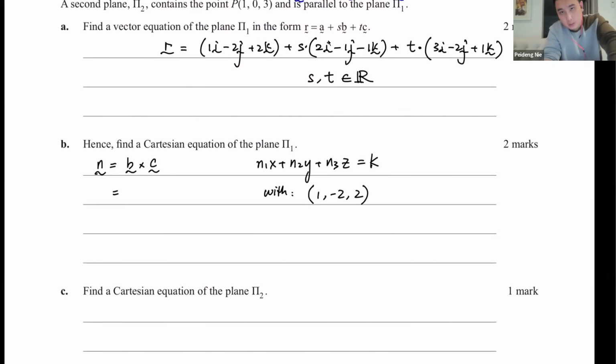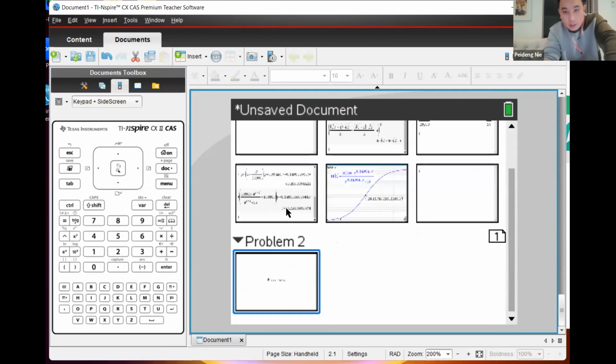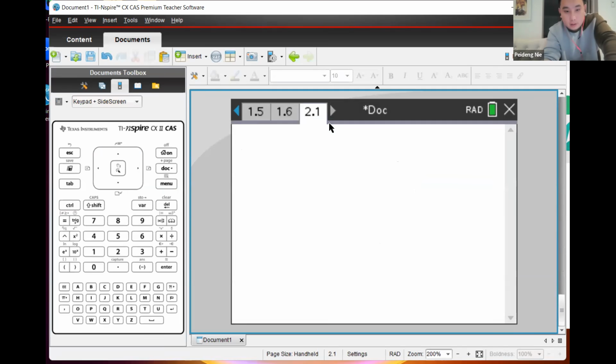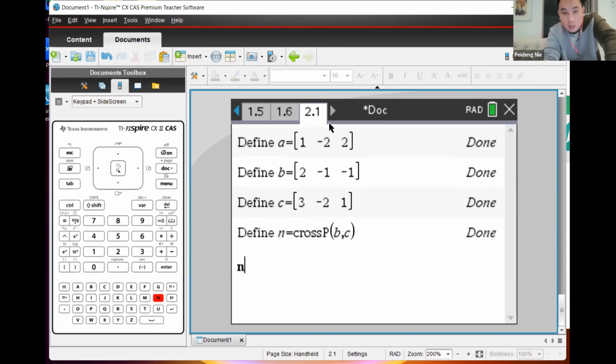So what I'm doing here is I use my CAS calculator. Now it's another problem, so I'm going to control up, insert a problem, and add a calculator. Define, let's say A equals to 1, minus 2, 2. Define B equals to 2, minus 1, minus 1. Define C equals to 3, minus 2, 1. All right, now define N equals to cross P, cross product B, C. So N is minus 3, minus 5, minus 1.